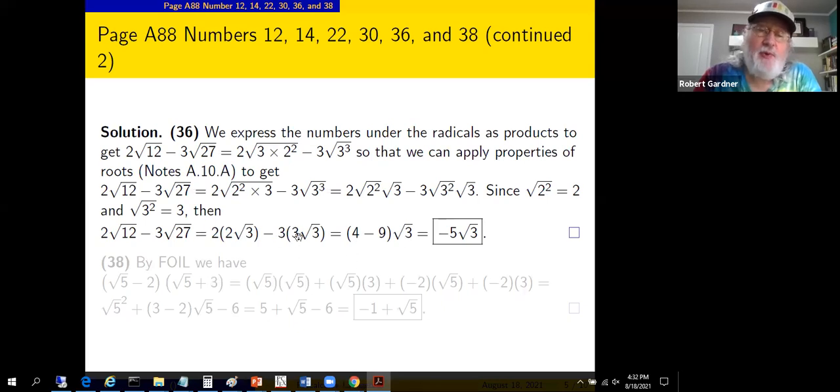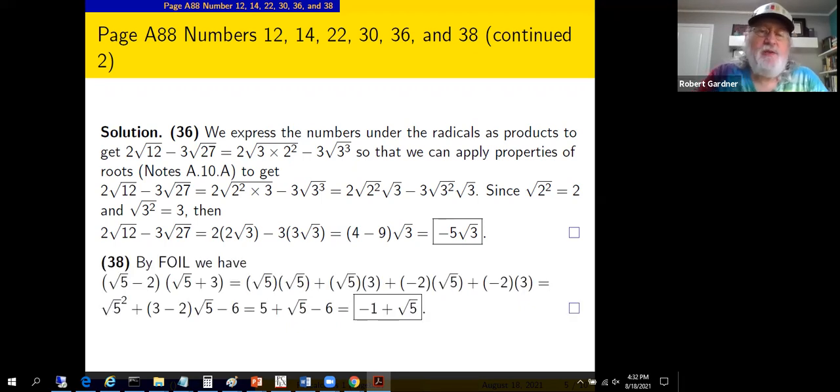Here we've got negative 3 times 3. That would be minus 9 times the square root of 3. So I factored the square root of 3 out and did the multiplication of both of these in a single step. 4 minus 9 is negative 5, and we're still stuck with the square root of 3. So we didn't get rid of all the square root stuff, just like in the previous one, but we got rid of one of them. We've simplified it as much as we can.